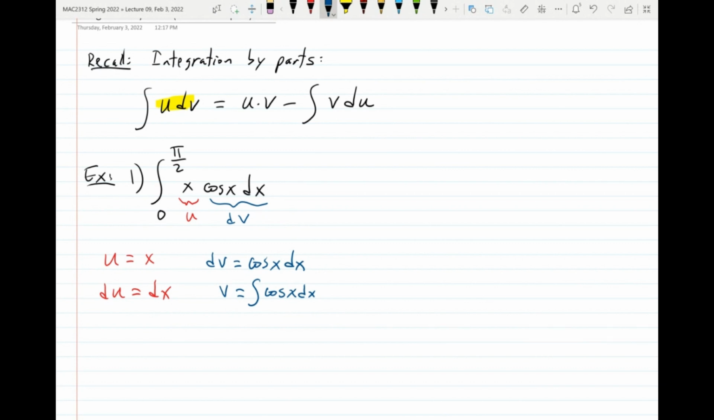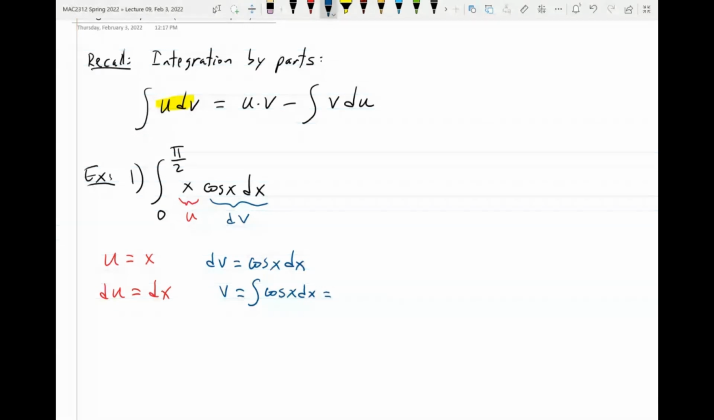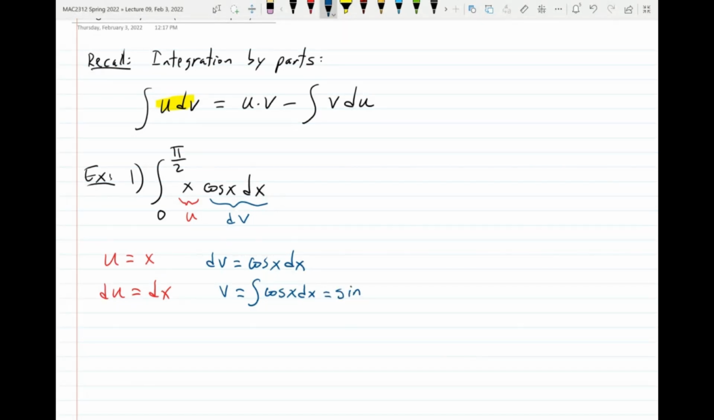So what's the integral of cosine? The integral of cosine is positive sine. Be careful, Daniel. It is sine of x. Now here, in general, it's plus c, but we're just looking for an antiderivative, just one antiderivative. So we don't have to write the plus c. Are we okay with this?